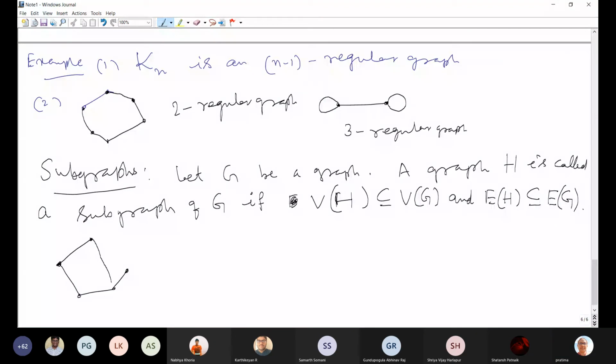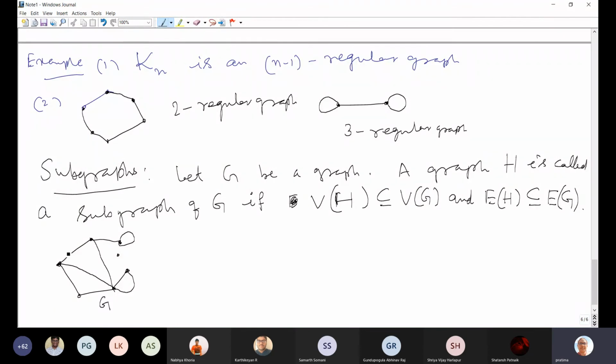Suppose you might be having parallel edges also, and maybe self loops, maybe isolated vertices. Well, this is graph G.